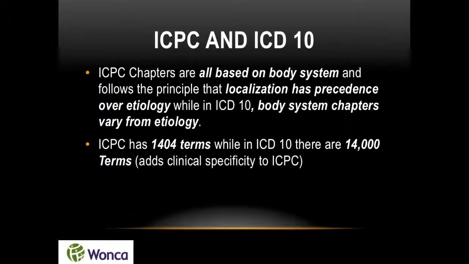ICPC chapters are all based on body systems and follow the principle that localization has precedence over etiology, while in ICD-10, body system chapters vary from etiology. ICPC has 1,404 terms, while in ICD-10, there are 14,000 terms, which adds clinical specificity to ICD-10.